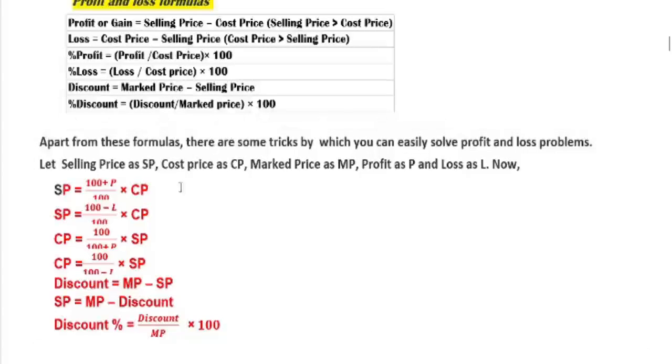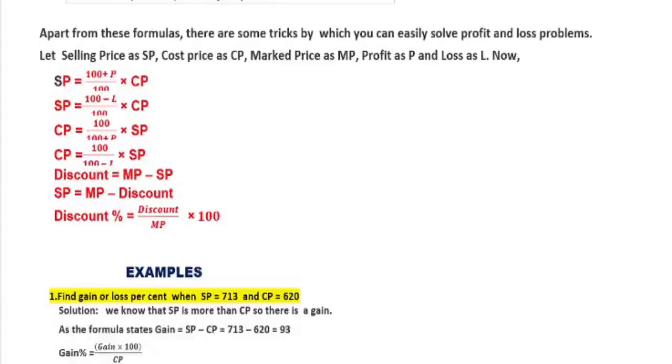So by using these formulas, we can solve the questions on profit and loss. So you have to remember these formulas for solving the questions. Now we can see some examples.